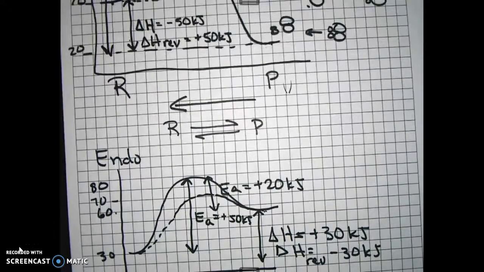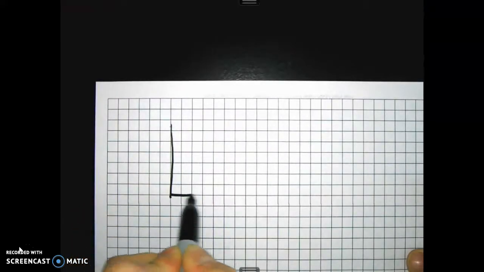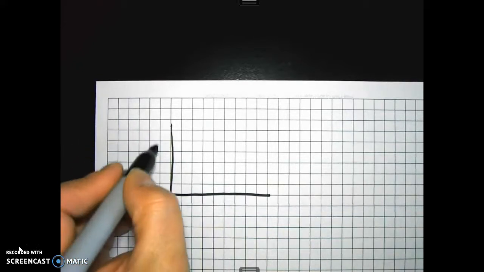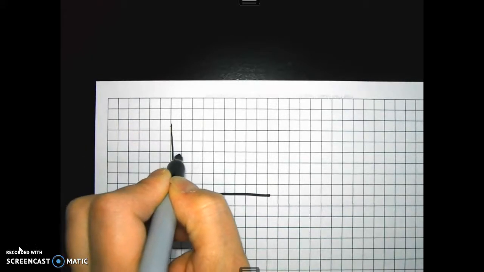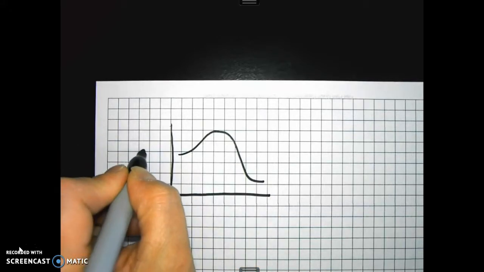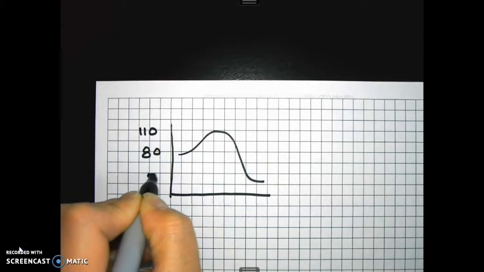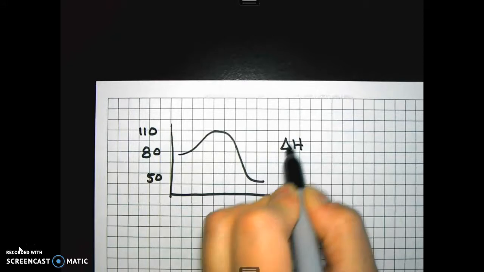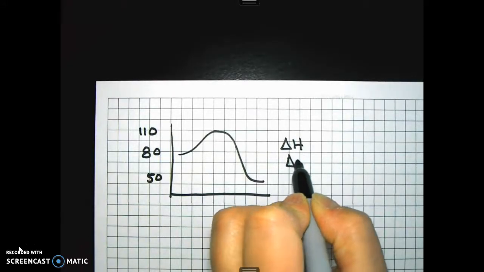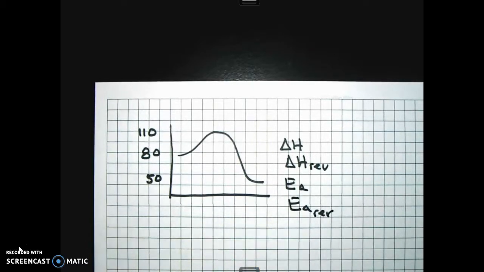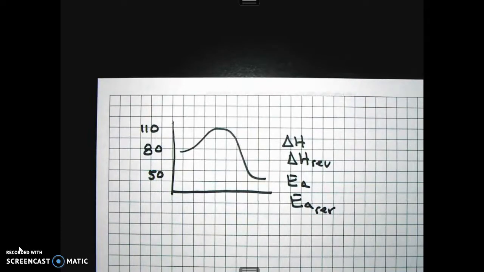All right, so let's practice a little bit. So if you have something like this, where the activation energy, let's say it looks like this, and you've got, this is at 80, this is at 110, and this is at 50. Can you give me these values? Energy of activation, reverse. Okay, so pause this here and try and solve those problems.